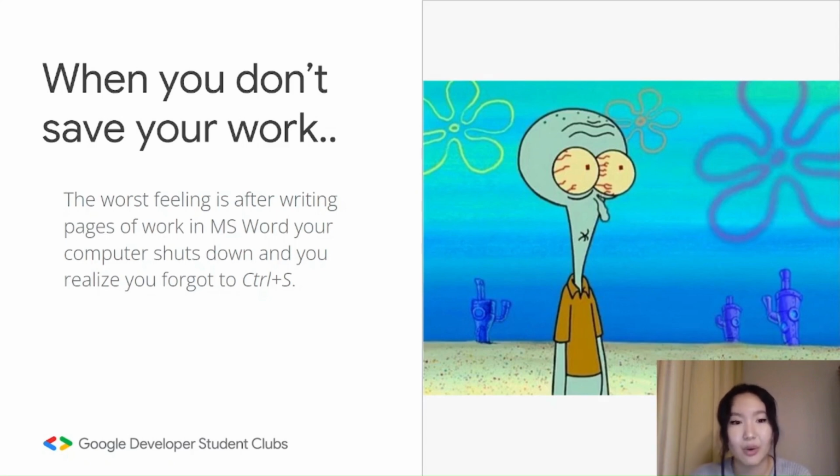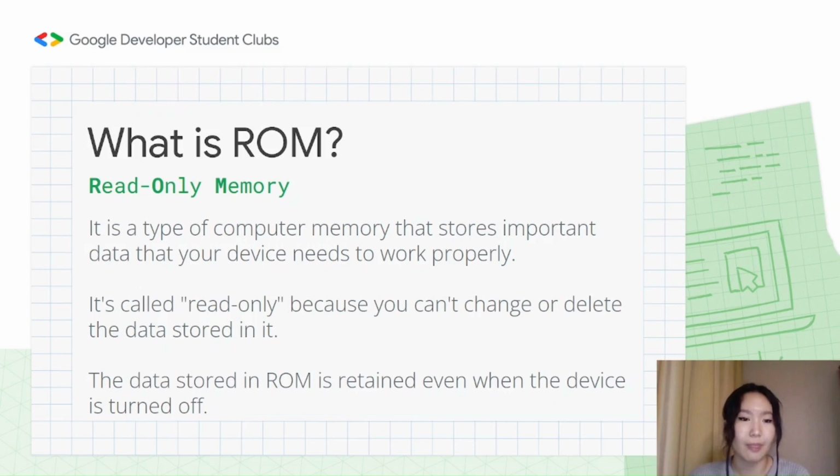So moving on, now that we know what RAM is, we can move on to ROM. So what is ROM? Well, ROM stands for read-only memory. It's a type of computer memory similar to RAM, but ROM stores important data that your device needs to work properly. It's called read-only because you can't change or delete the data stored in it. The data stored in the ROM chip is retained even when the device is off. In comparison, RAM can't retain any data once it is off or has been restarted, because it is a type of temporary memory.